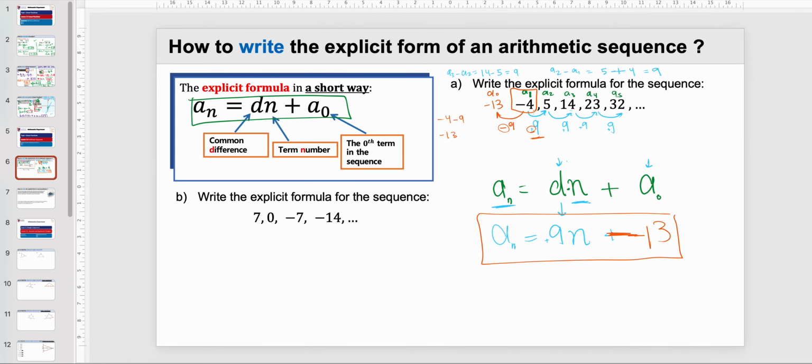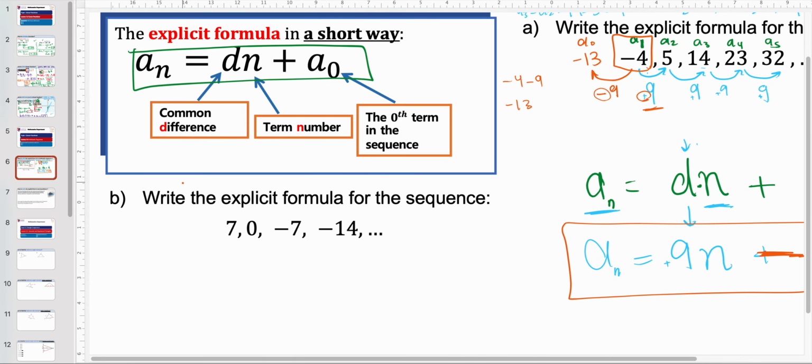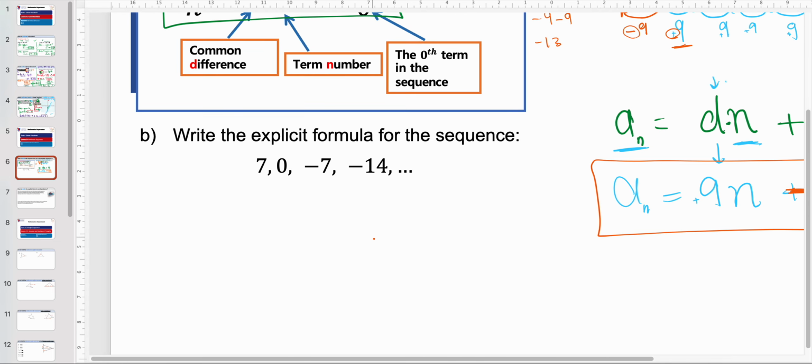Now let's do the same idea here for this sequence. They gave you this sequence and told you to write an explicit form. As we said, the explicit form looks like this: a_n equals distance times the number of terms plus a0. Always, if they give you a sequence, the first term is a1, a2, a3, a4. They never start with a0. It's always starting from a1.